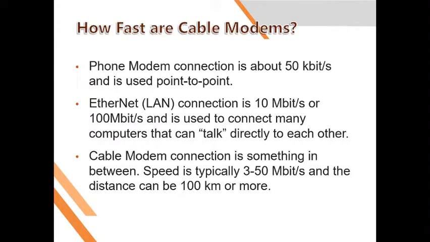For a phone modem connection, the speed is 50 kbps. For an Ethernet connection, the speed is 10 to 100 Mbps. And for a cable modem connection, it varies from 3 to 50 Mbps.